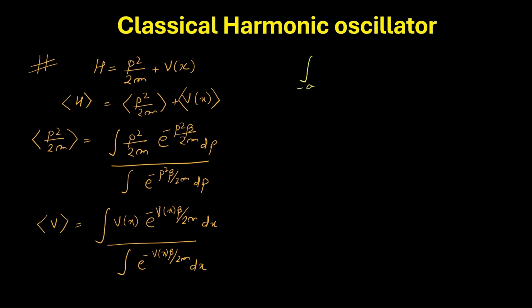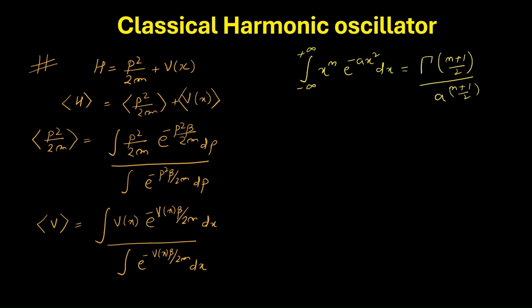So integration from minus infinity to plus infinity, x to the power n e to the power minus a x squared dx. This integration is given by gamma function of (n plus 1) by 2 divided by a to the power (n plus 1) by 2.